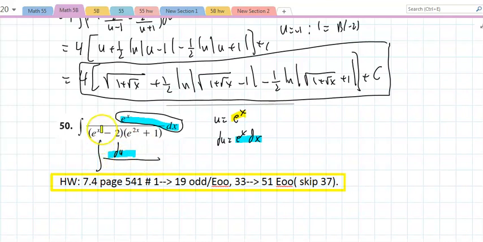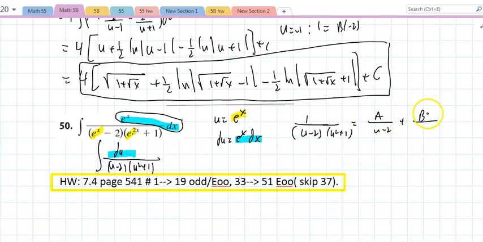And wouldn't that be u minus 2? And isn't that u squared plus 1? So go on the side, 1 over u minus 2 into u squared plus 1. That would be a over u minus 2 plus bu plus c over u squared plus 1. Find a, b, and c and wrap it up. And there's your homework. And that concludes this section for us.